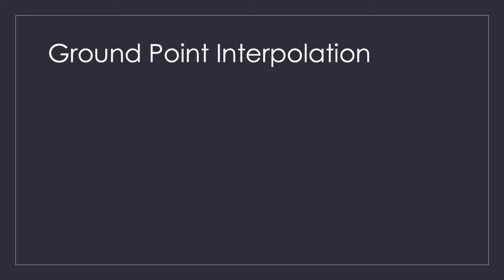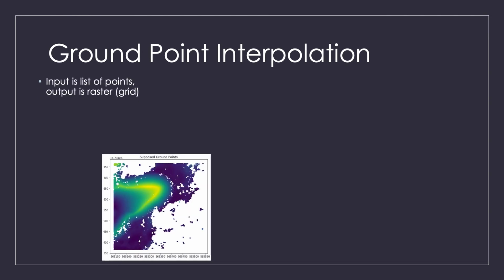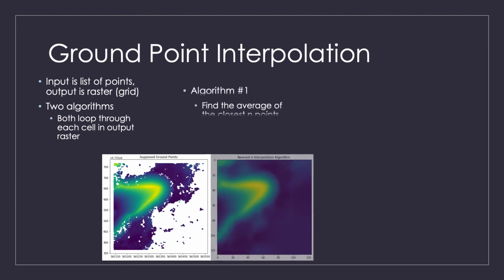Next, I will talk about the ground point interpolation problem. Notice that the input of this function must be a list of points, such as those shown in the image below. The output should be a raster, or a grid format. I created two algorithms that do this. Both of them loop through each cell in an output raster.